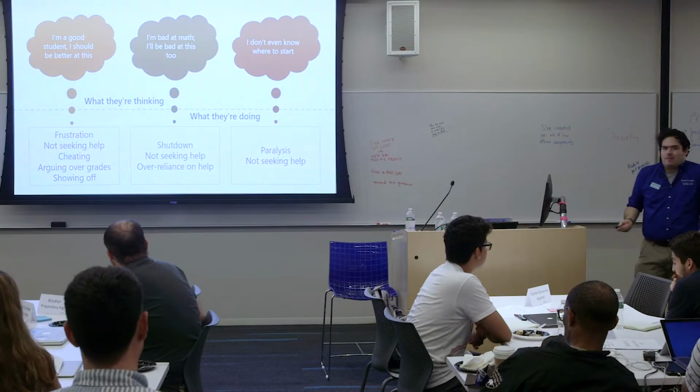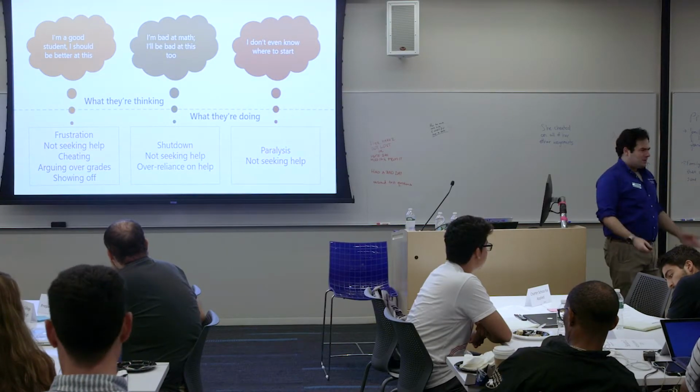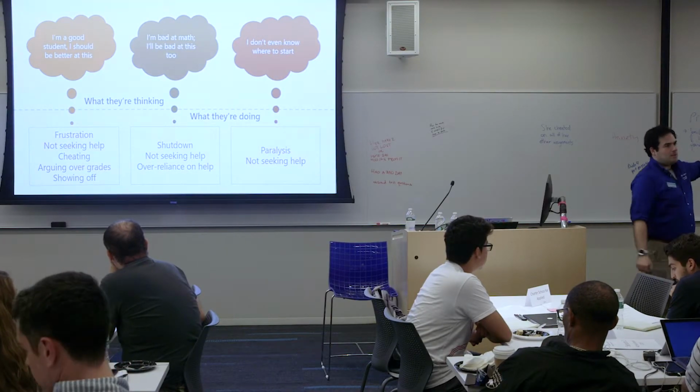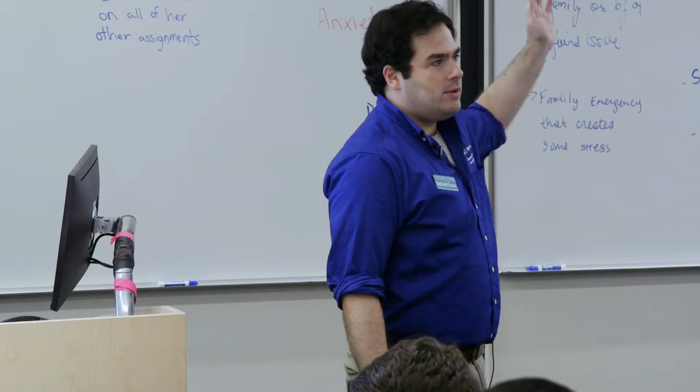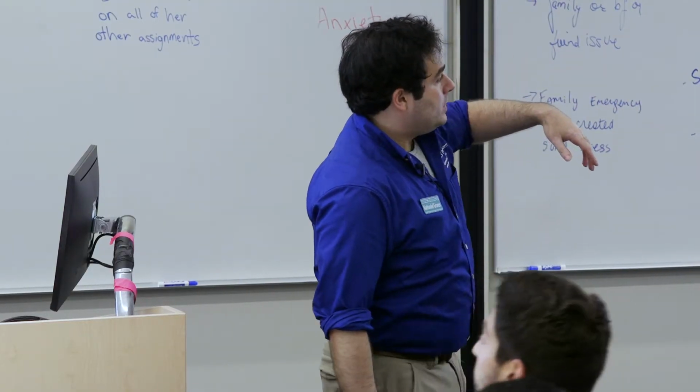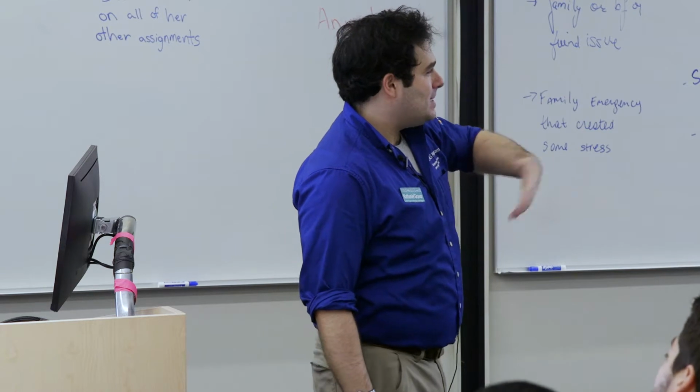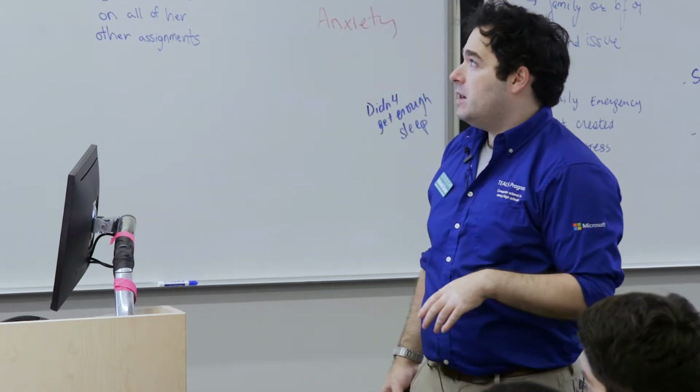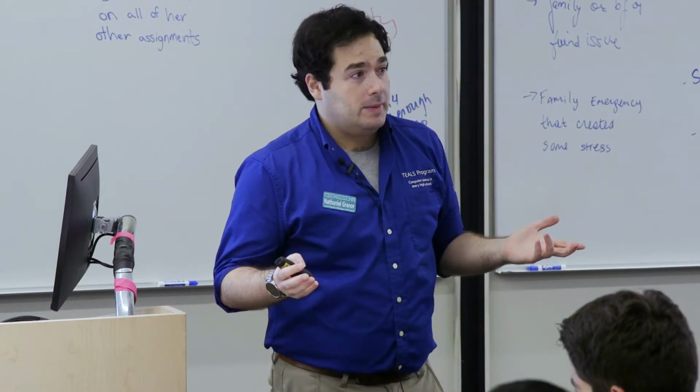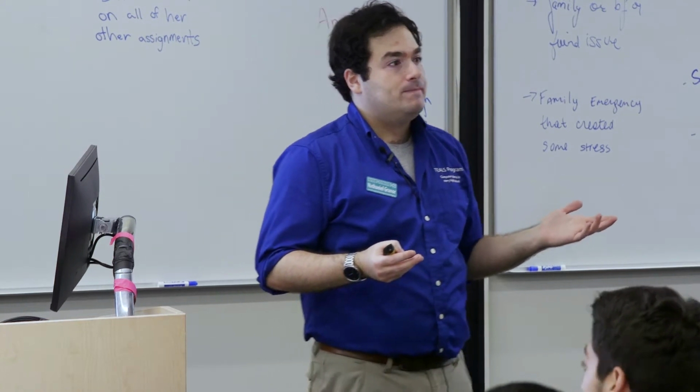And what was I thinking? I'm a good student, I'm smart. I'm one of the smartest people in school. I should be better at this. I shut down and I didn't care about the class. Shutting down could be a symptom of not seeking help. Over-reliance on help, those could be symptoms of an assumption that I'm not going to be good at something. I'm bad at math, I'm going to be bad at this.